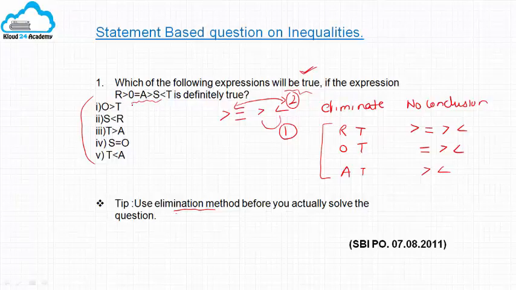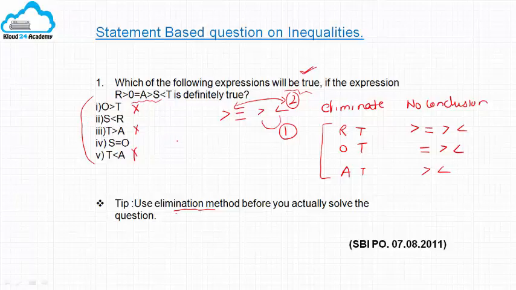First, between O and T, we have no conclusion. Then between A and T, we have no conclusion. So we have eliminated three options. Now we are left with two options, option number 2 and option number 4.